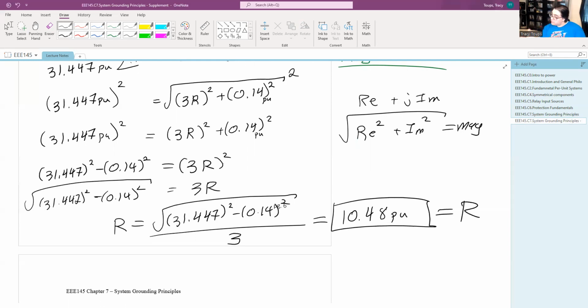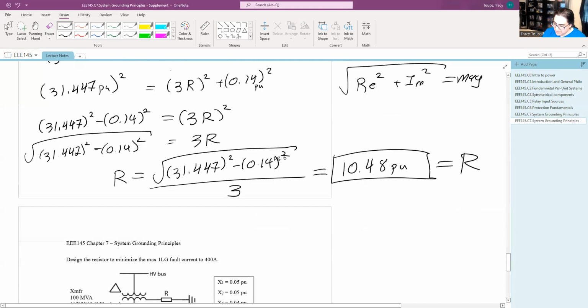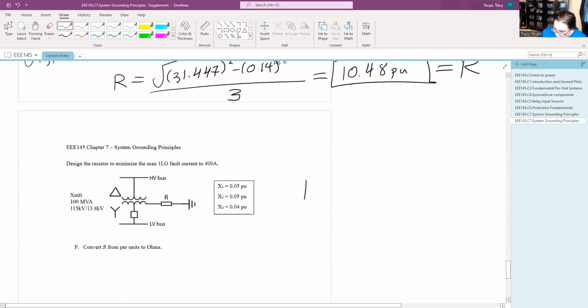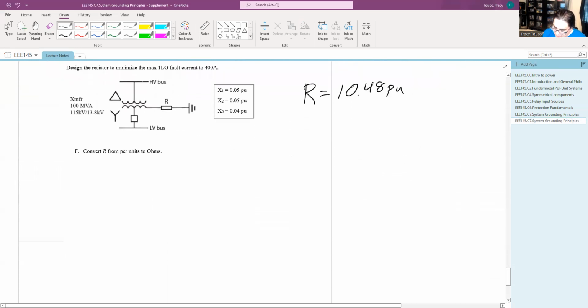This is literally what we're going for, right? We just got bogged down a little bit in math, but we got out of it. So now we're not technically done because this is per unit. You don't buy resistors per unit. You buy them per ohms. So the very last step, which I'm going to rewrite, R equals 10.48 per unit, is how to convert resistance in per unit back to hard ohms, which is what we want.